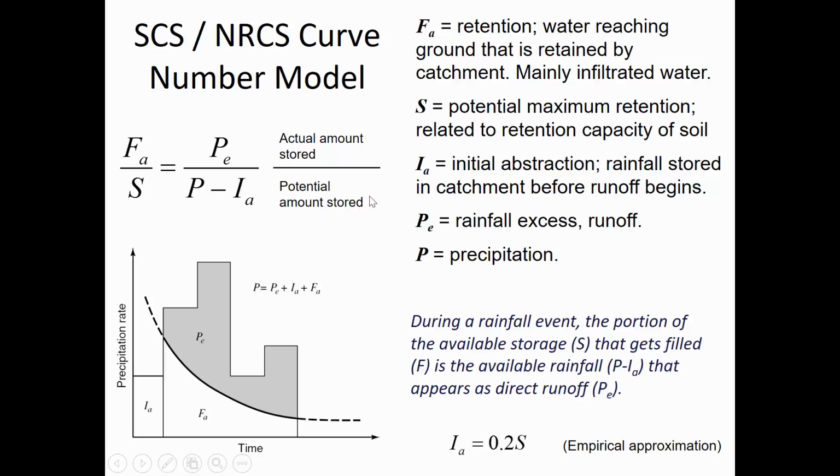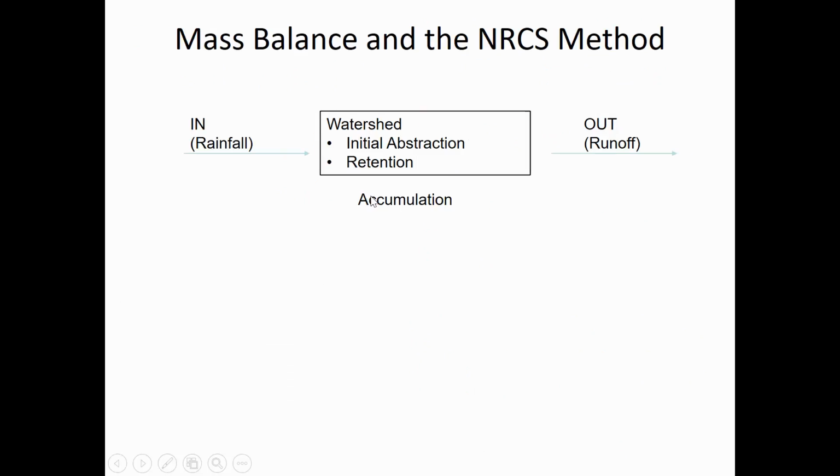Because the difference between the two is the runoff. So again, mass balance says that the rainfall that comes in has to come out or accumulate inside of a control volume. And our control volume is the watershed. And so the watershed either is satisfying initial abstractions or retaining the water through infiltration.